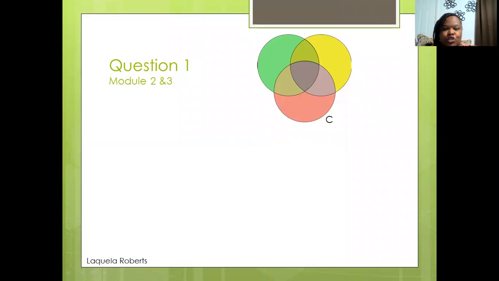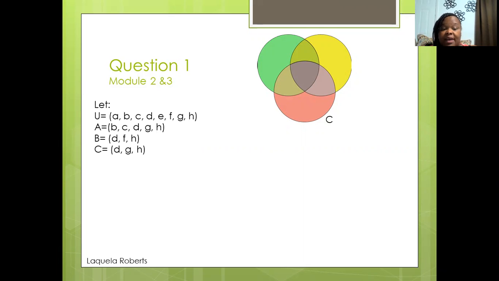Question 1, Module 2 and 3. As you see, we will have let U equal A, B, C, D, E, F, G, and H. A equals B, C, D, G, H. B equals D, F, H, and C equals D, G, and H. And here they go. Let's go on into our circles so you can see them good.